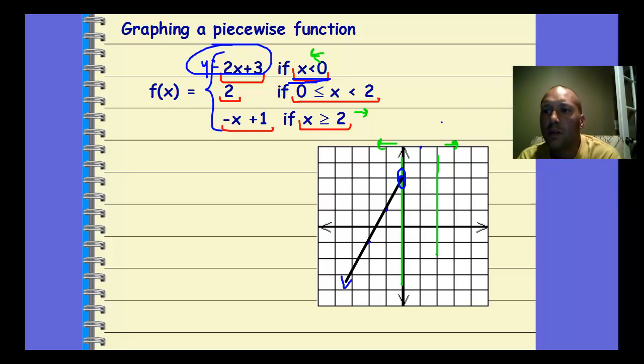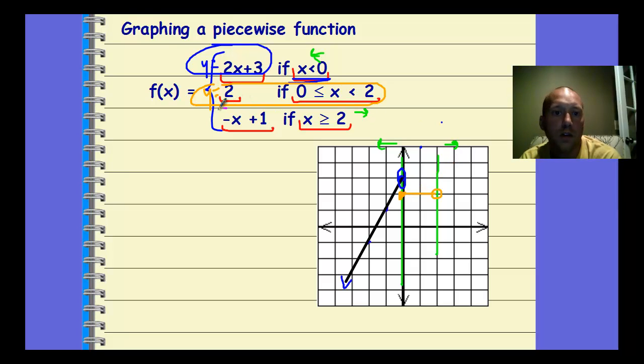Let's graph the middle one. And this is y equals 2 for this domain. So y equals 2, between those two, between 0 and 2. It can be this value at 0, it cannot be it at 2. So make sure you're very careful about your open and closed circles.